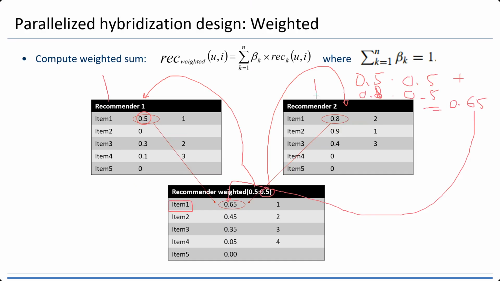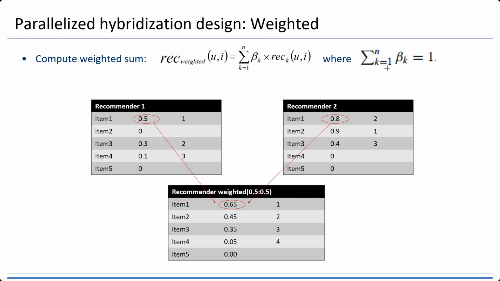So just simple weighted. And of course, we need to make sure that the total weight should be equal to 1. So if it is 0.5 and 0.5, then the total is 1. This is the weighted method.